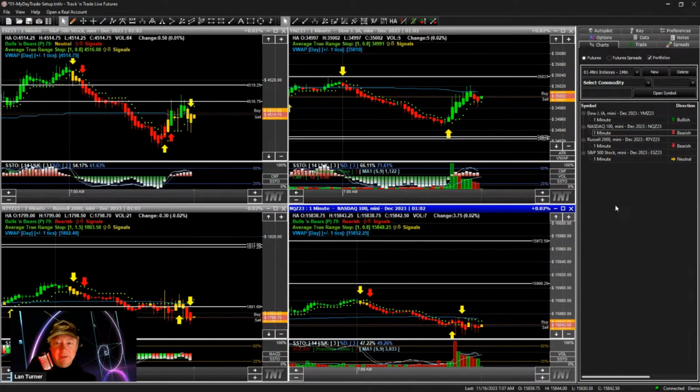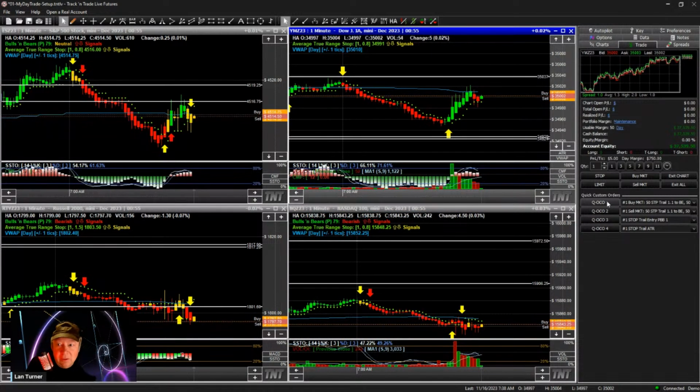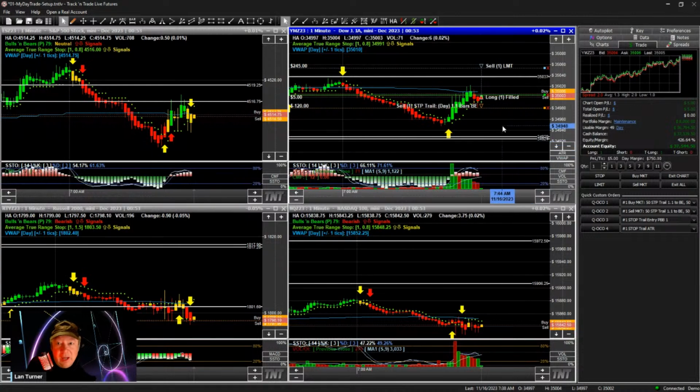So we are bouncing off the VWAP up there. That blue line is the VWAP. This is a continuation formation right here. We should be able to get into a long position on the Dow, and we should be able to take that red pullback.